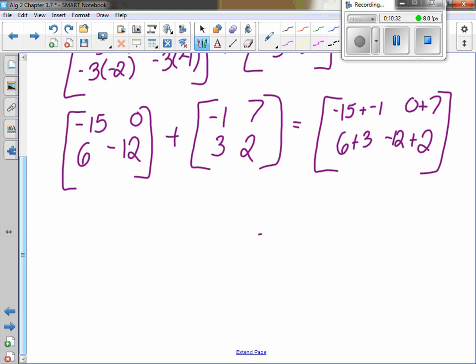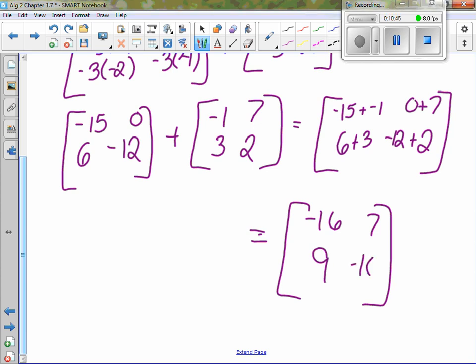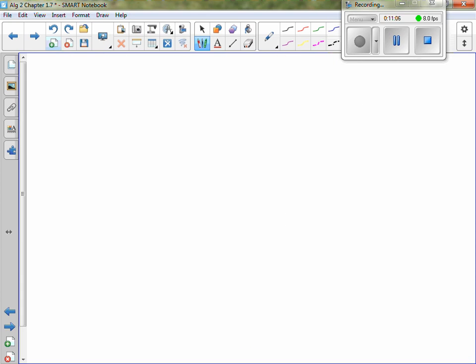And when we add these together, well, negative 15 plus negative 1 is negative 16. 0 plus 7 is 7. 6 plus 3 is 9. And negative 12 plus 2 is negative 10. Any questions on any of these so far? We good with all these here? Yes? Y'all need to see another example of this? No? We're good with this here? And that's pretty much all we're going to do in here today.